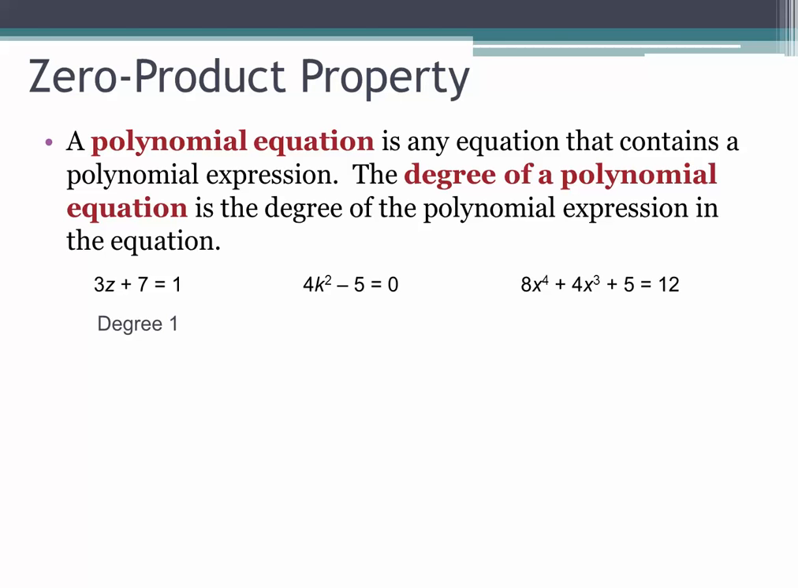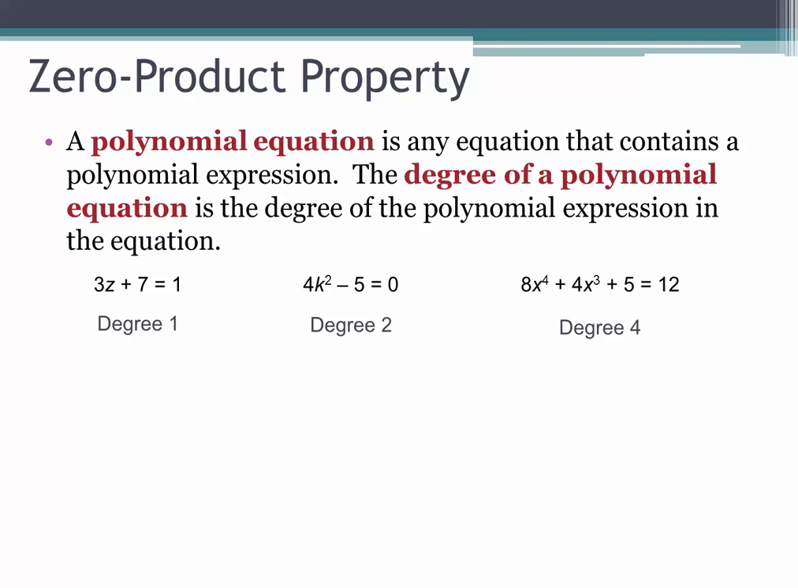The zero product property is the tool that allows us to actually solve quadratic equations. So a polynomial equation is any equation that contains a polynomial expression. The degree of the polynomial equation is the degree of the polynomial expression in the equation.